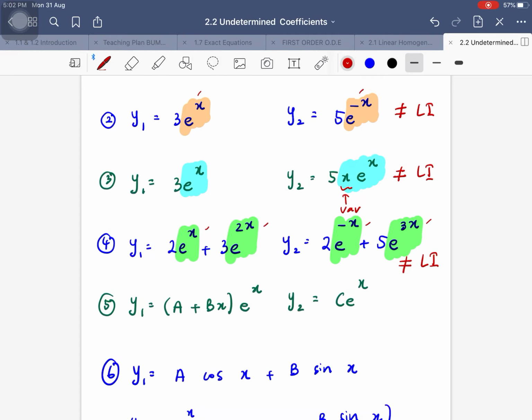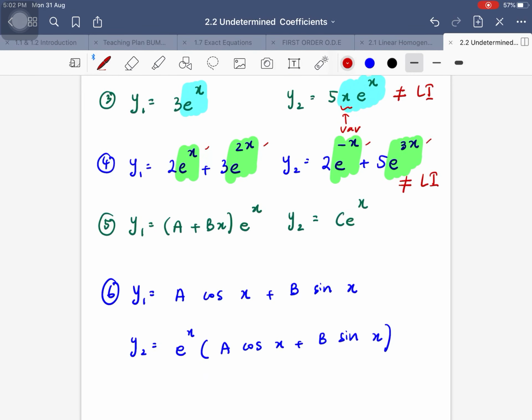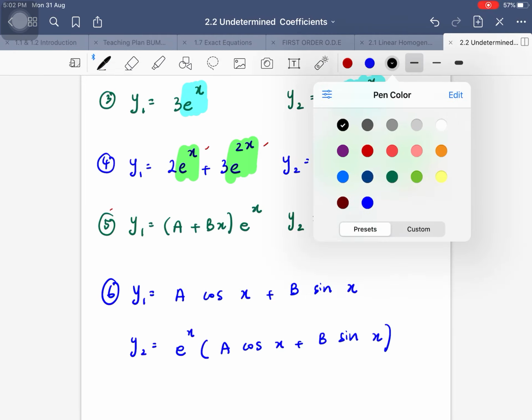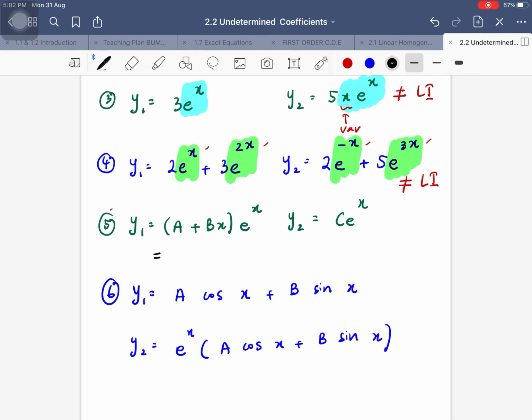Okay, and for 5, I have a function, but here I'll make it slightly different, for which I actually have a bracket around. When you come across something that looks like this with a bracket around, before you proceed with doing anything, please expand the bracket first. So here, when I expand the bracket, I'll end up with a exponential x plus bx exponential of x. Then only I'm going to start comparing.